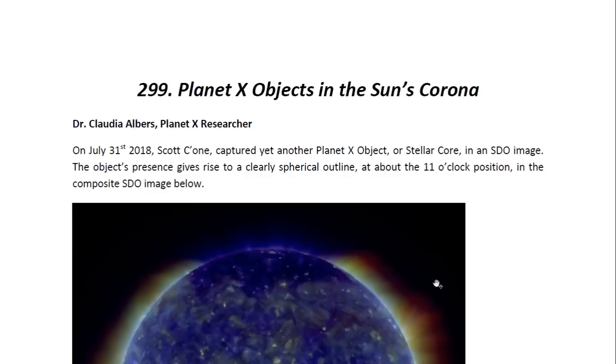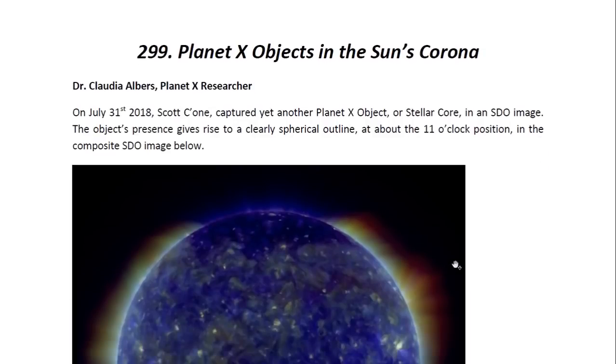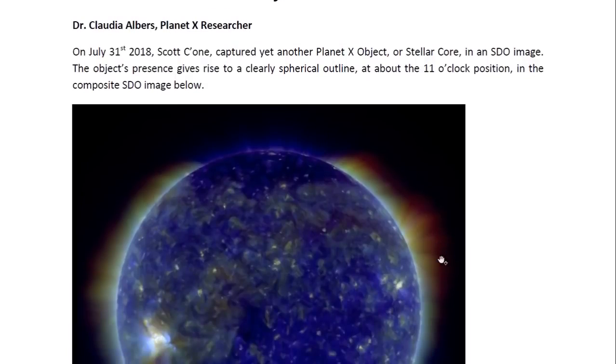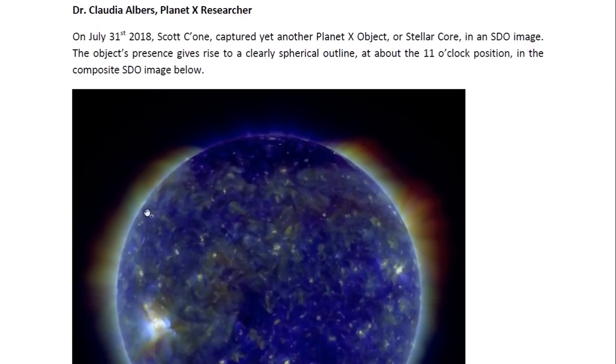This one is entitled Planet X Objects in the Sun's Corona. Now, on July 31st, 2018, Scott Sion captured yet another Planet X object or stellar core in an SDO image. The object's presence gives rise to a clearly spherical outline at about the 11 o'clock position in this composite SDO image. As you can see, there's the clear circular outline that tells us that there's an object there.